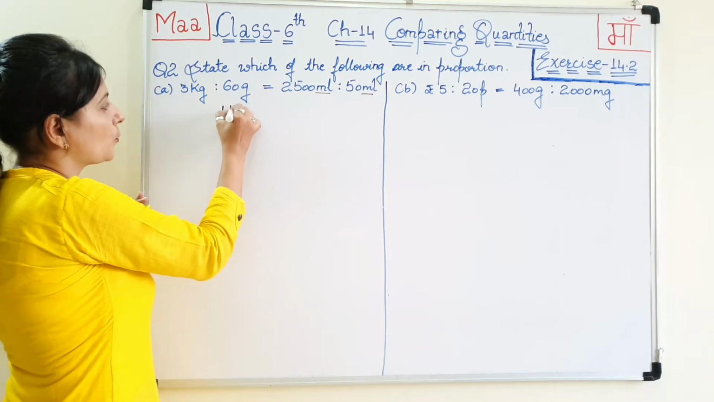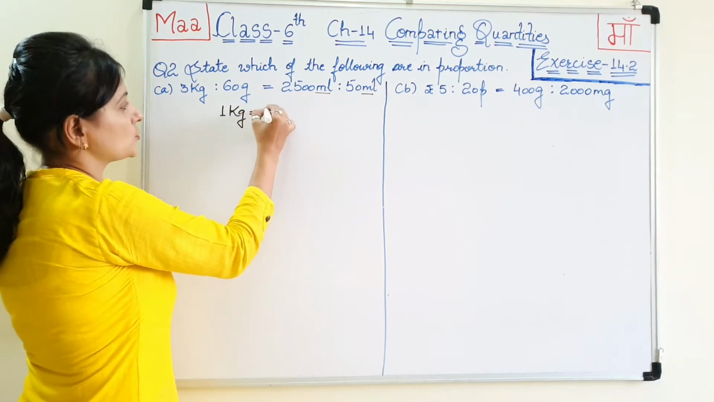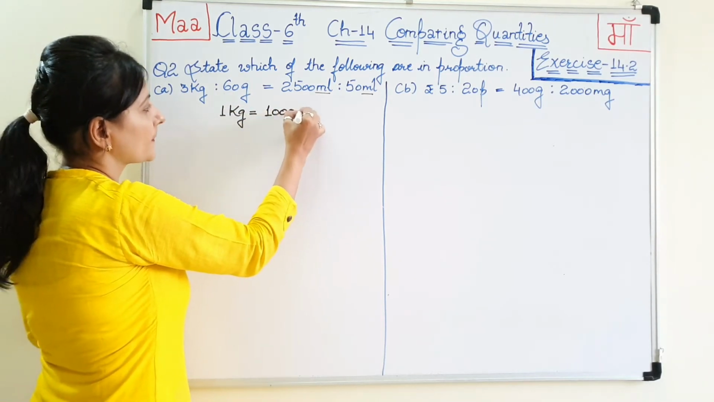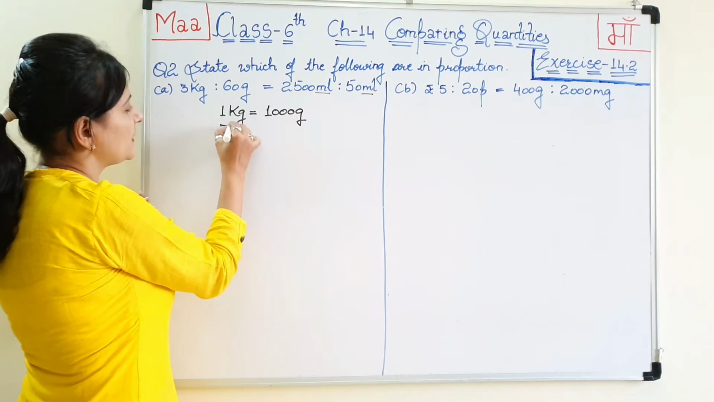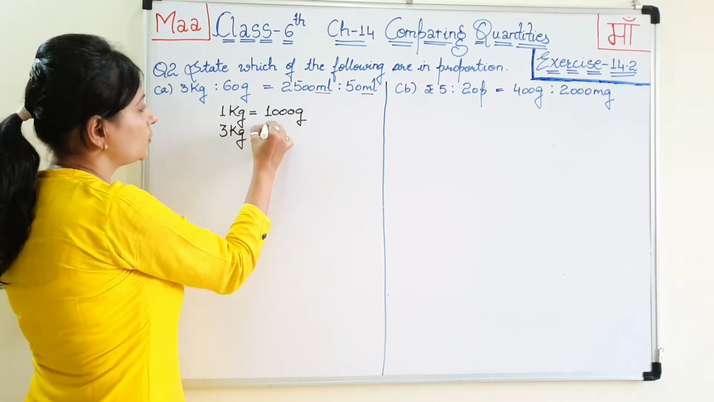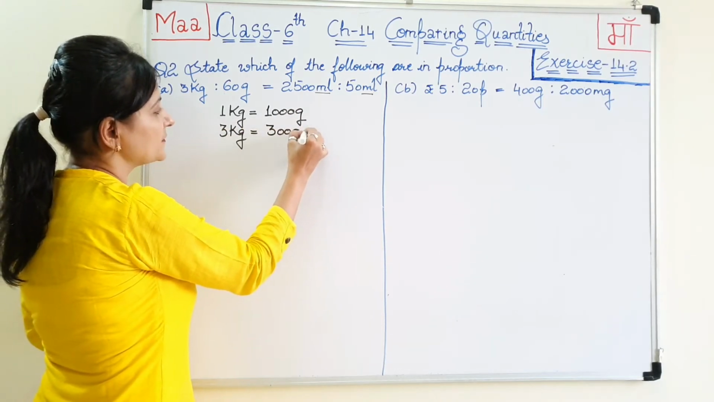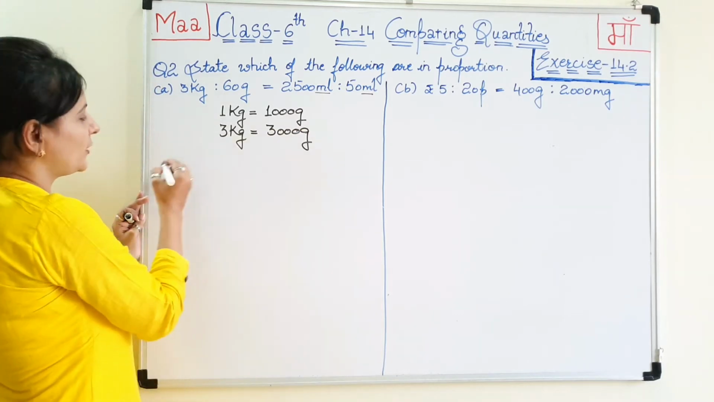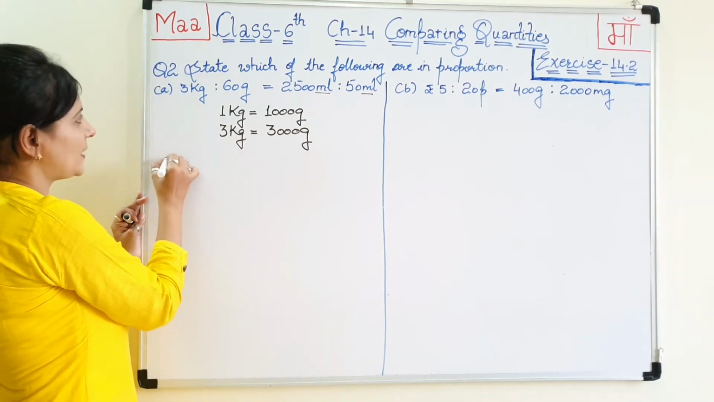So you know that 1 kg is equal to 1000 grams. Okay, so 3 kg will be equal to what? It will be equal to 3000 grams. Okay, now our question will be towards the left hand side.